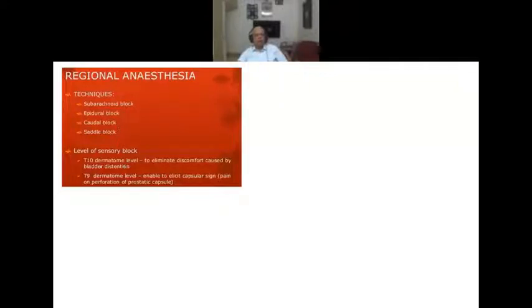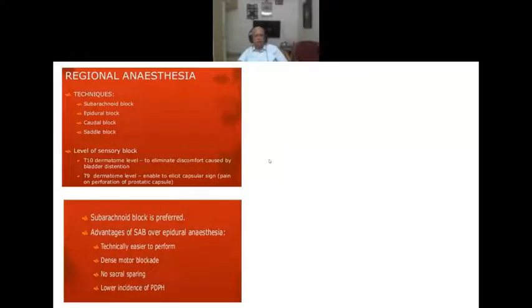You need a level up to T10 to prevent the discomfort caused by the bladder, not the pain by the resection. So the main reason for a block up to T10 is for preventing the bladder distension discomfort. And the T9 dermatome level will elicit the capsular sign, pain on the perforation of the prostatic capsule. So if the prostatic capsule is pierced, not the bladder, then the pain will be perceived up to T9 also. So up to T10 is sufficient. And it is technically easy, with dense motor blockade, no sacral sparing. If you use a fine gauge needle, there is a lesser incidence of PDPH.